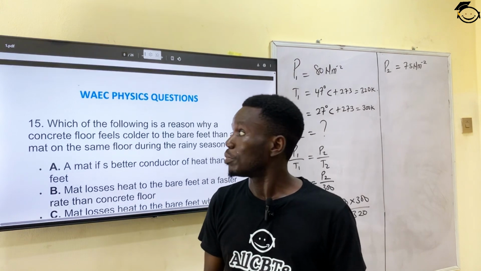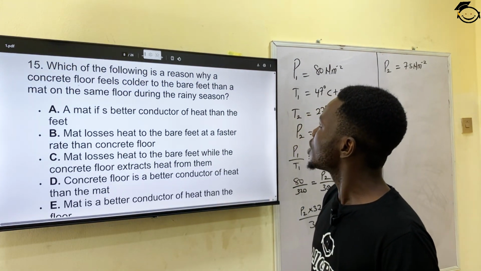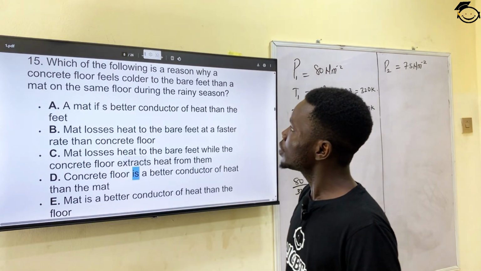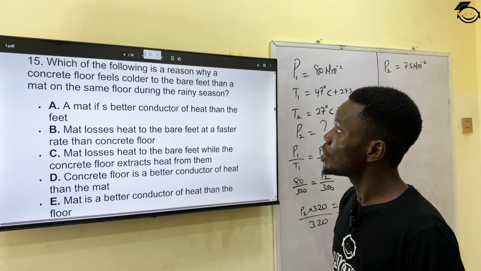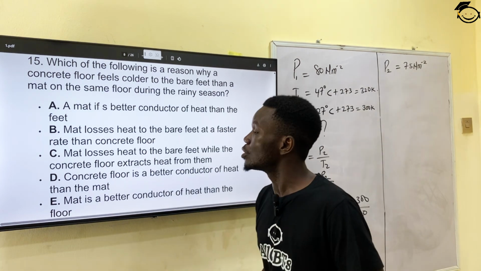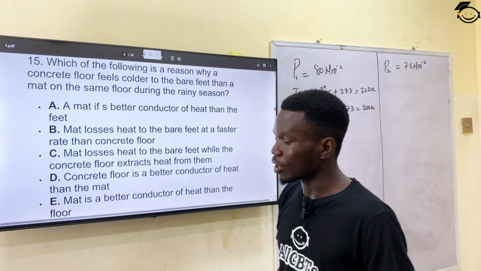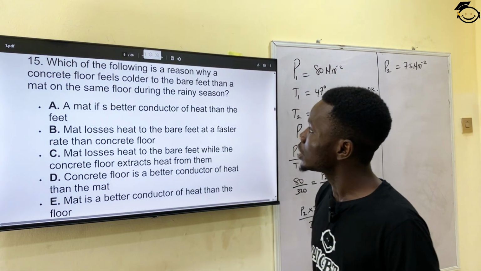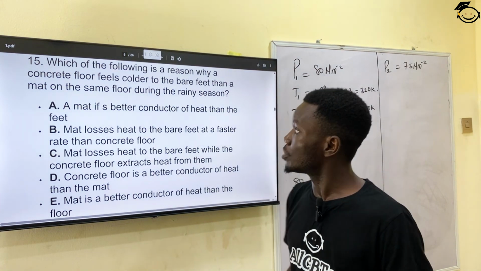That is also question number 15, which says, which of the following is a reason why a concrete floor feels colder to the bare feet than a mat on the same floor during the rainy season? So if you have a concrete floor and you're walking on it, why does it feel colder than when you're walking on a mat during the rainy season?